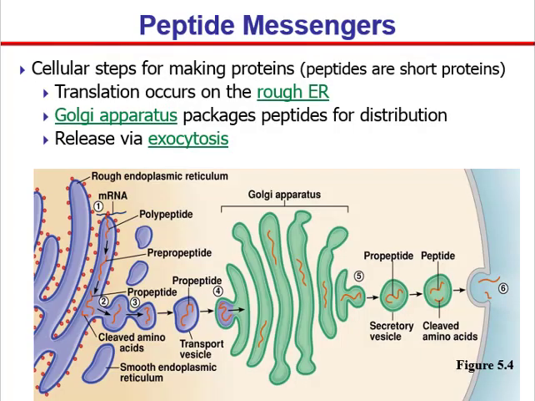Here in figure 5.4, this is a reminder of how protein synthesis occurs in the cell secreting the message. You can see the secretory vesicle helping to transport the newly made protein or peptide towards the plasma membrane for exocytosis from the cell out into the ECF or interstitial fluid compartment.